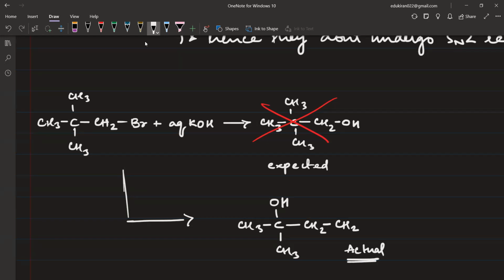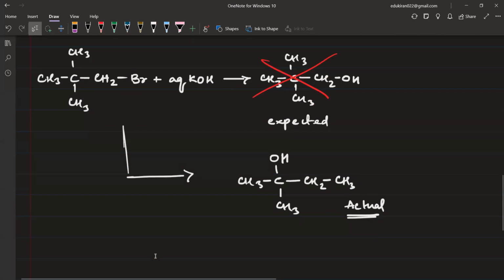Now, if we get anything other than expected, we should know the mechanism for that reaction. How is this happening? And how we can see that one of the CH3, my bad, okay? So the CH3 is shifting to one place. Why is this happening here? So let us understand the mechanism first. Write the topic mechanism.